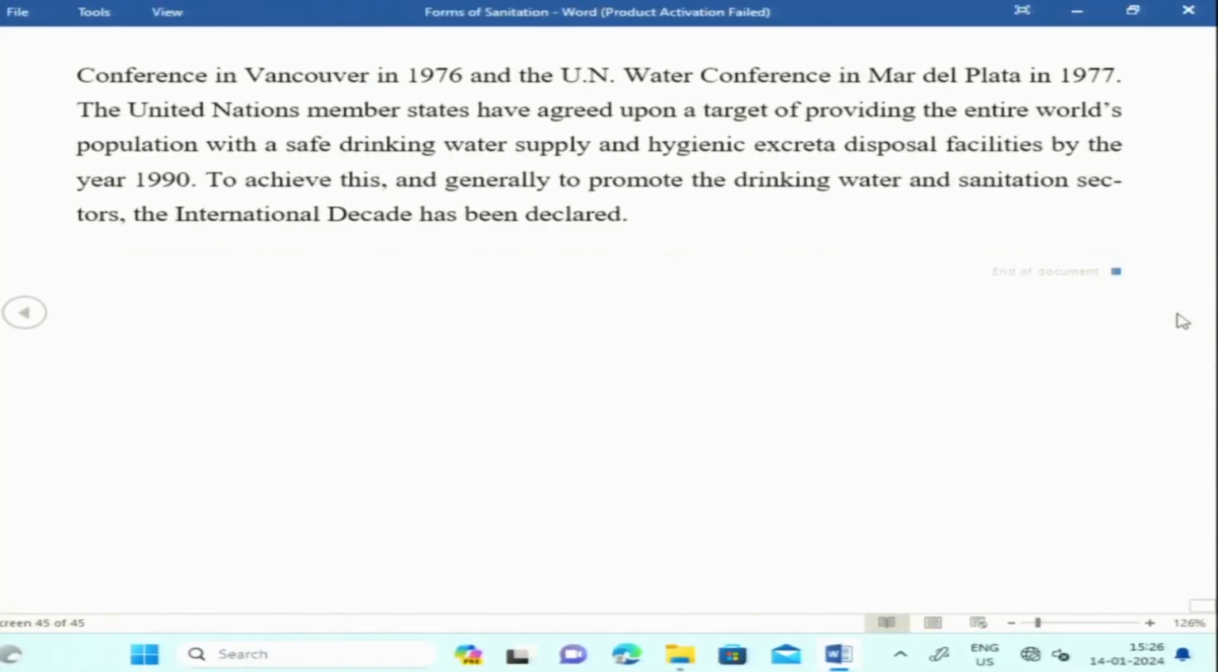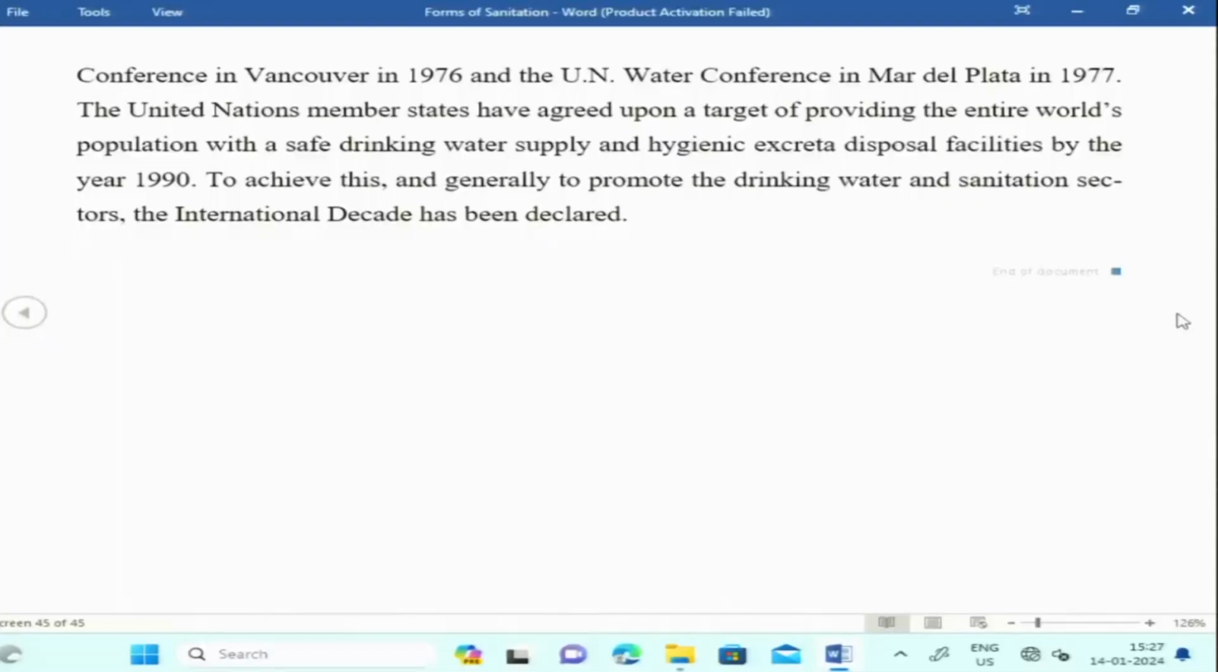So, we have to see how appropriate the water supply technology and sanitation technology is, so that it can benefit the maximum. And the basic idea is that we have to speak about how we can have certain arrangements, especially the contribution of the United Nations, which is trying to provide the entire world population with safe drinking water supply and hygienic excreta disposal facilities. That is seen as one important arrangement which tries to promote safe drinking water and sanitation facilities.